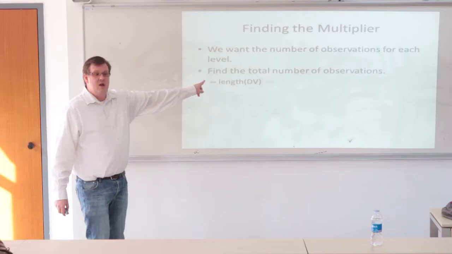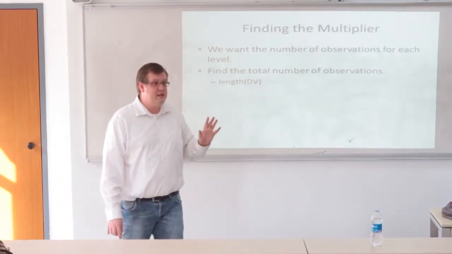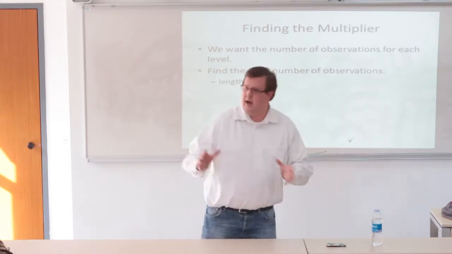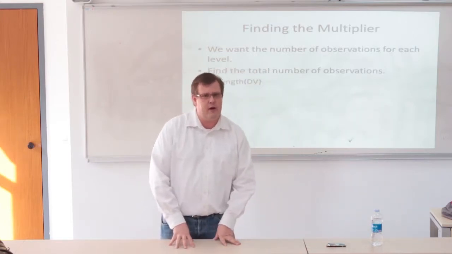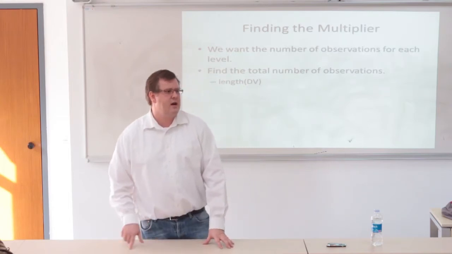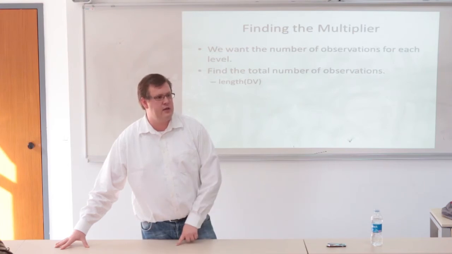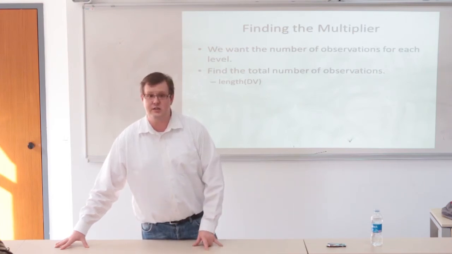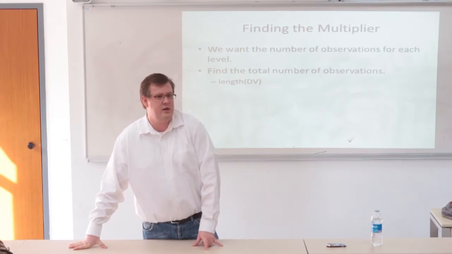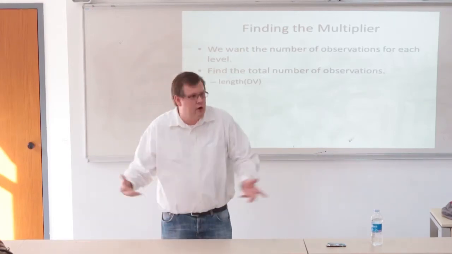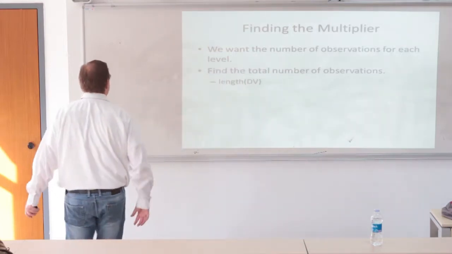You can do this by saying length, dv, or you could do this differently. So, like on some of the questions I said, you have a 2x3 ANOVA with 8 observations per condition. Well, if you have a 2x3, then you have 6 conditions times the 8 observations per condition gives you 48 total observations, right? You don't have to use R to figure this out. You can use your brain to figure it out too.